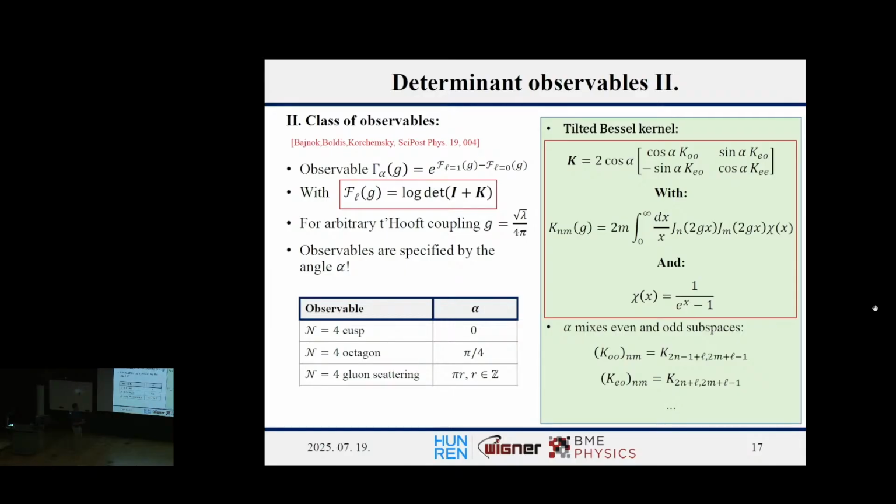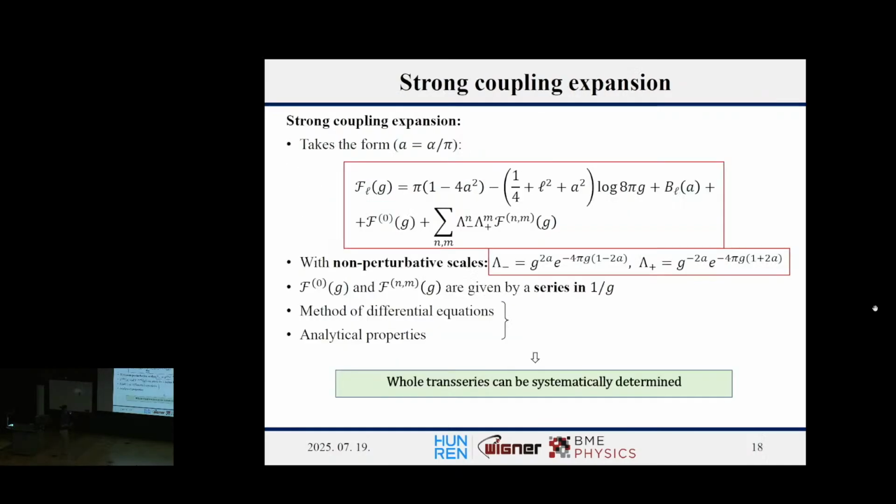What you can find is that by fine-tuning this alpha parameter, which rotates you in these subspaces, you can get some other observables, like the cusp anomalous dimension of the octagon, or, in the case of gluon scattering amplitudes, some other alpha appears with rational R. So this is also exact for arbitrary 't Hooft coupling. So we investigated this case as well.